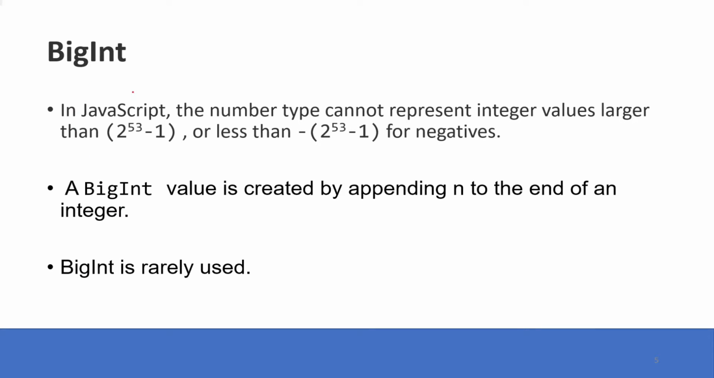So let's talk about BigInt. The number type in JavaScript cannot represent integer values larger than this or less than this. So if we use the number data type, we can have only this particular range. And if we want a number even greater than this range, you can use the BigInt data type, where you just need to append n. For example, 123 and so on, a big number. At the end, you just need to append this n. That's it. That will be treated as a BigInt data type.